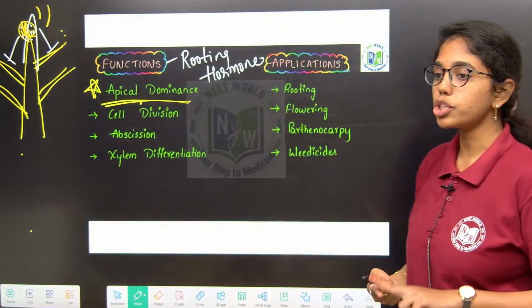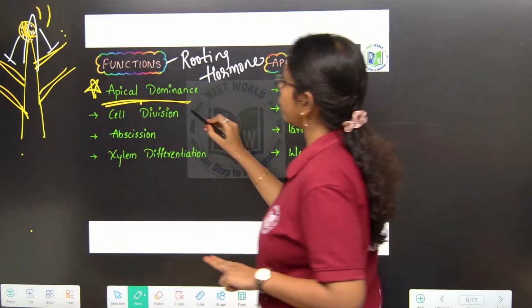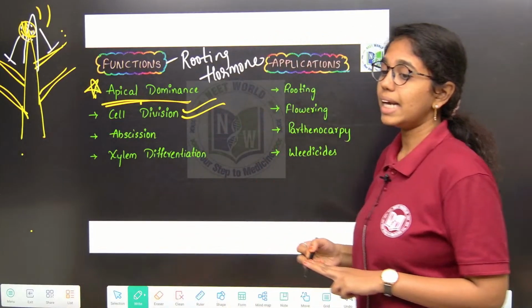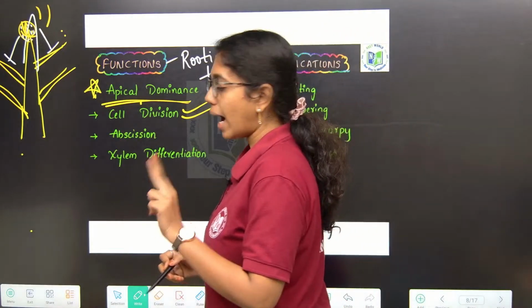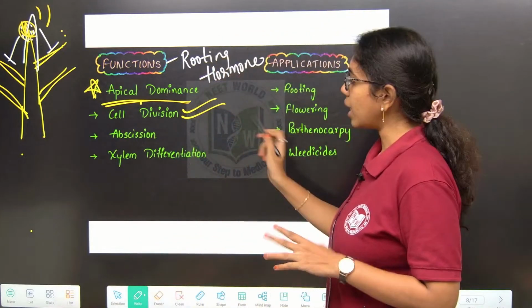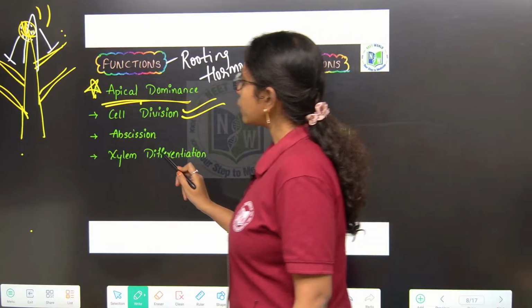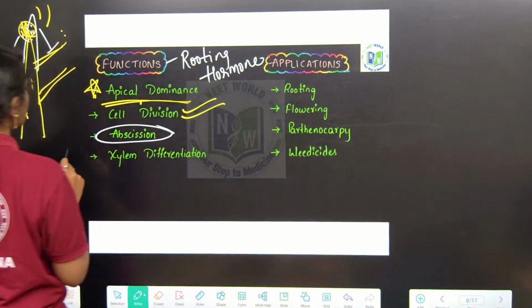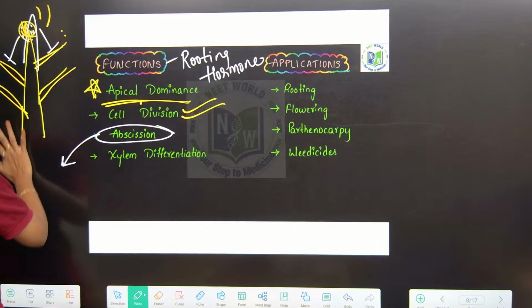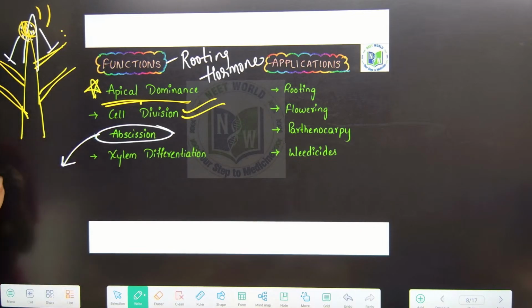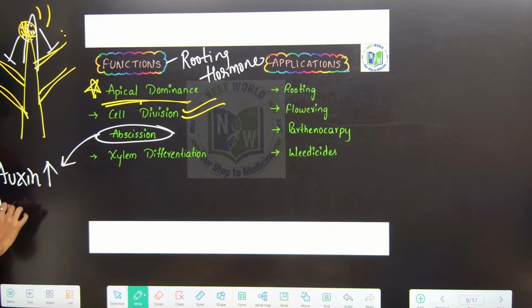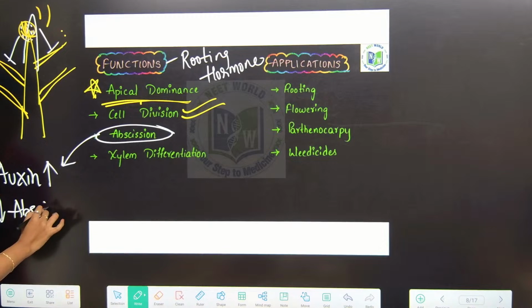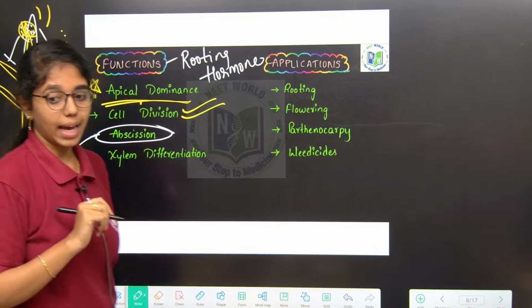And the second function of auxin is what? Cell division and cell elongation. For cell elongation, gibberellic acid acts first, after that auxin also. Cell division and cell elongation. And next is abscission. How is auxin related to abscission? The more the concentration of auxin, the less will be the abscission.